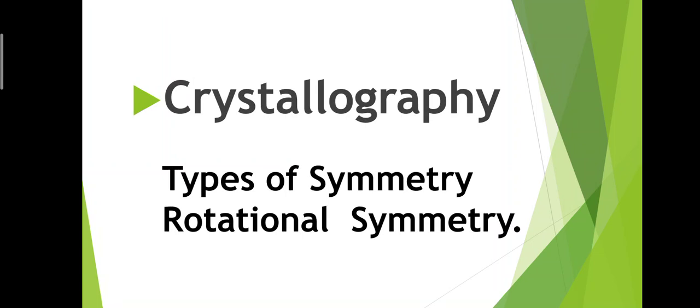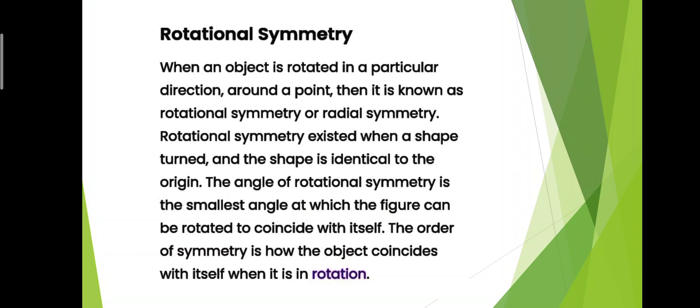Now let's dive into our topic. Rotational symmetry. When an object is rotated in a particular direction around a point, it is known as rotational symmetry or radial symmetry. Rotational symmetry exists when a shape is turned and the shape is identical to the original.